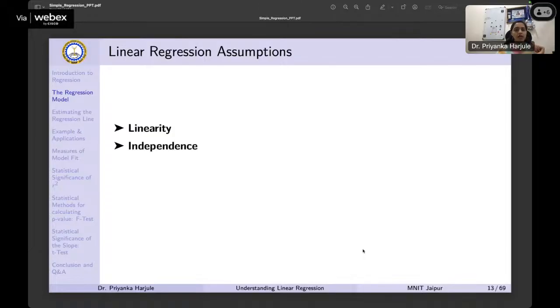Next assumption is independence. That is, the observations in your data set are independent of each other. That means the value of the dependent variable for one observation does not depend on the value of the dependent variable for another observation. So if you're recording something for one person, it is not affecting the recording for the other person.